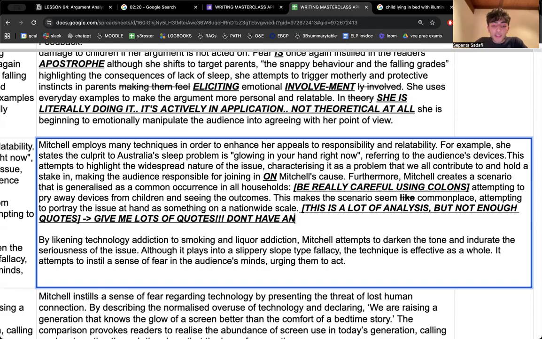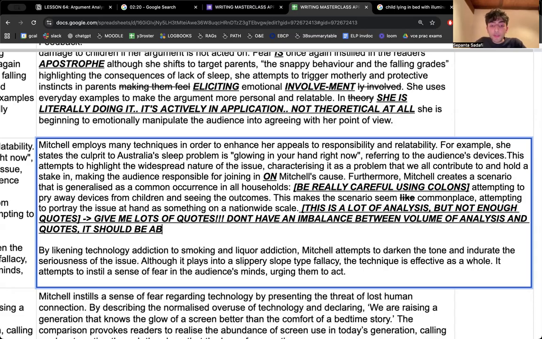Don't have an imbalance between volume of analysis and quotes. It should be about 50-50, okay? Do we understand? Are we on the same page? Viana, Safina, Ruthik, Rat, Priscilla, Moraine, Martin, Jerome, Gloria, Arvin, Ario, Arvin, Angie, Lana, do we understand?